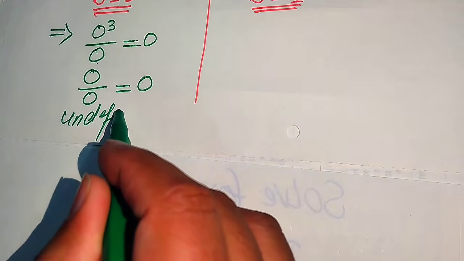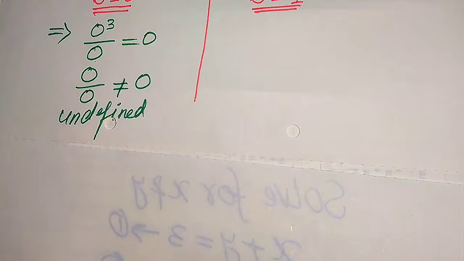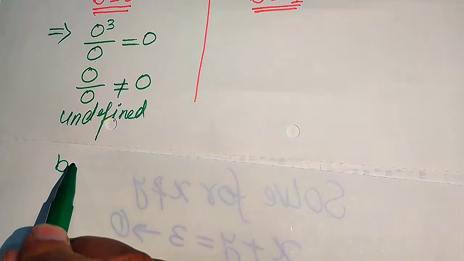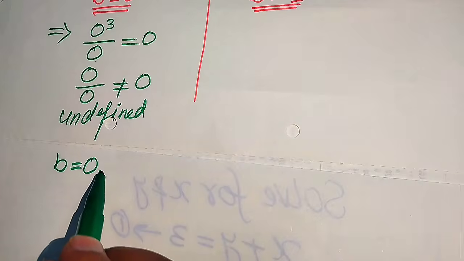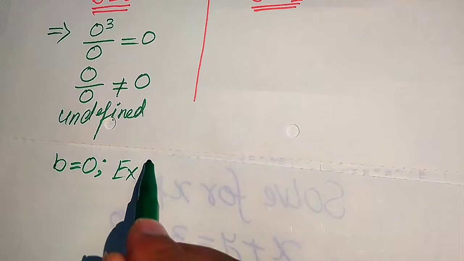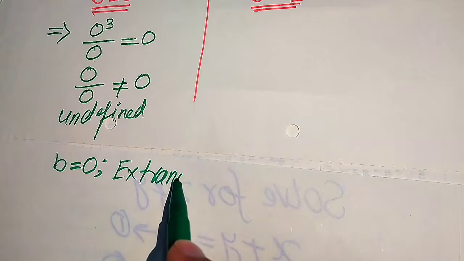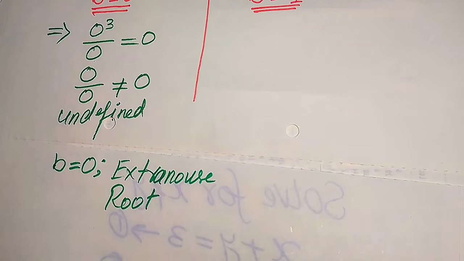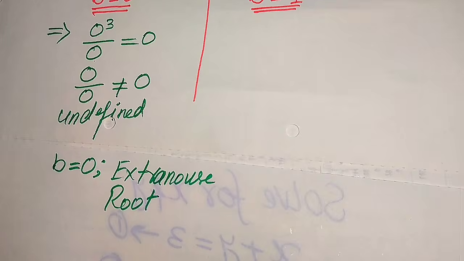So if our left hand side is undefined, this means that both of the sides are not equal, and if both of the sides are not equal, this concludes that b equals 0 does not satisfy our given question statement, and we call b equals 0 the extraneous root of the given equation. So this is the extraneous root because it does not satisfy our given question statement.